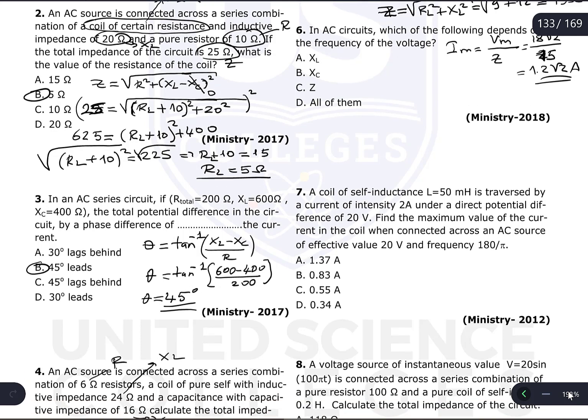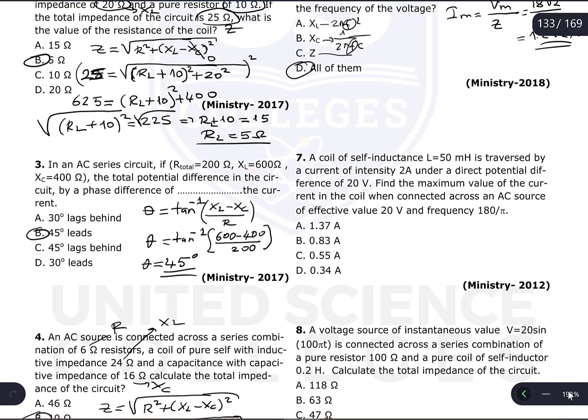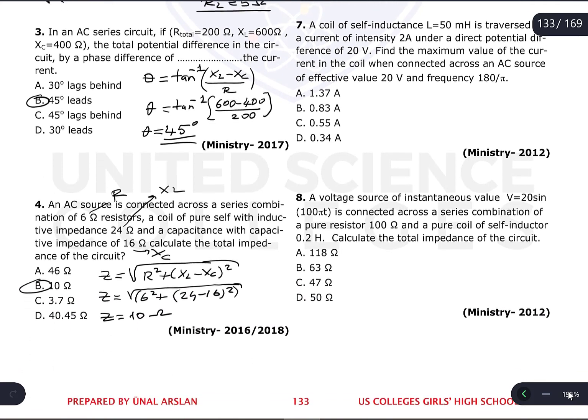In an AC circuit, which of the following depends on the frequency? All depend on the frequency because XL is 2 pi FL, XC is 1 over 2 pi FC. Both depend on frequency. Z depends on XL and XC. That's why all of them depend on the frequency of an AC source.